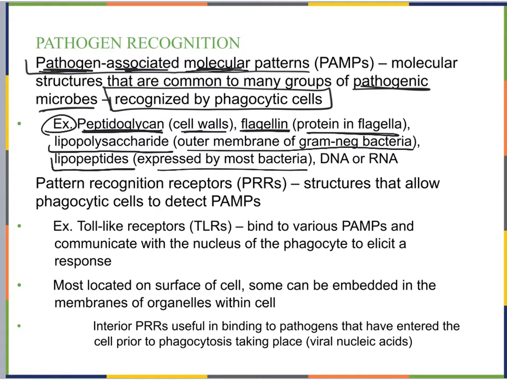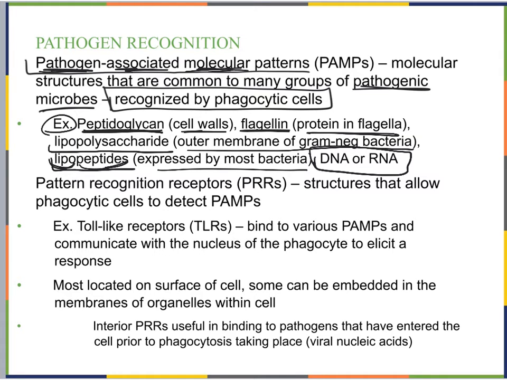These are expressed by most bacteria. Lipo meaning lipid, and peptide meaning proteins. So these are lipid-protein combinations that are expressed by bacteria. Again, we don't express these, so they're not self. And then DNA or RNA. Our cells are going to recognize that if they find any DNA out there, there shouldn't be DNA out there, because our DNA stays within our nucleus and we like it that way. So if it comes upon DNA or RNA, something's wrong, and it can go about fixing the situation.